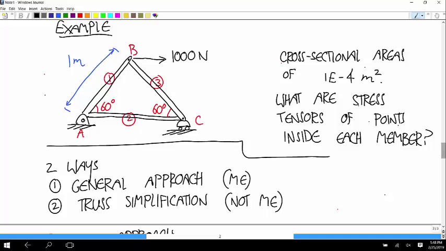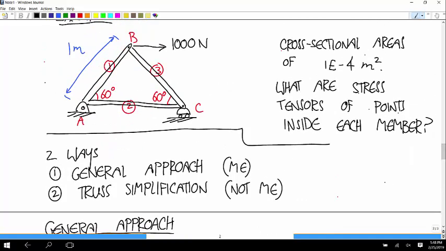But think about this. What if we wanted to do a similar problem to this? Notice right now we're not including any weights. So right now the truss simplification works great. Okay, let's add the weights in here. You can't use the truss simplification anymore. Well, that's a sort of a big weakness.